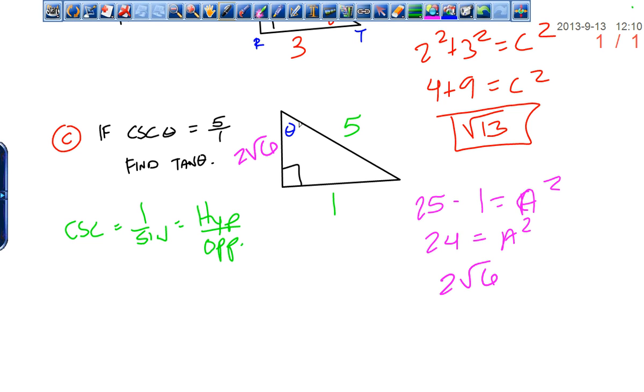I literally have about 20 more seconds. Can we stop talking? Cool. Thanks. So lastly, we're finding tangent of theta. Tangent is opposite over adjacent. So tan of theta is going to be opposite over adjacent. So my answer is going to be 1 over 2 root 6.